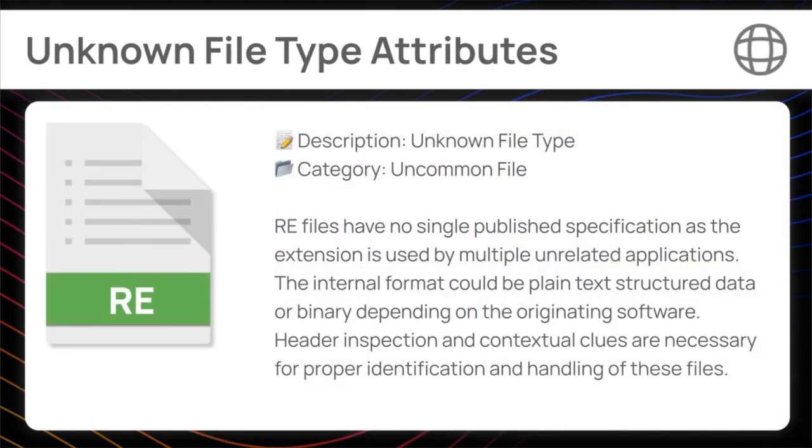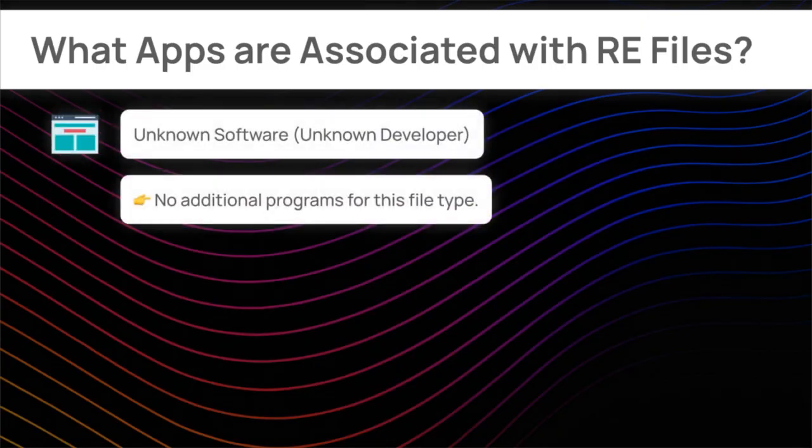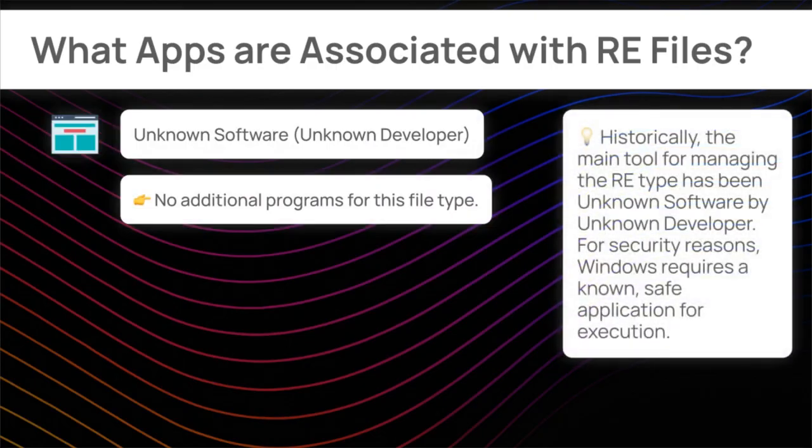The internal format could be plain text, structured data, or binary, depending on the originating software. Header inspection and contextual clues are necessary for proper identification and handling of these files. Unknown software from an unknown developer is the core program designed for the RE structure. Windows is unable to perform a full checksum validation required by this file type. Windows may acknowledge the file extension but cannot handle its internals without specialized tools.